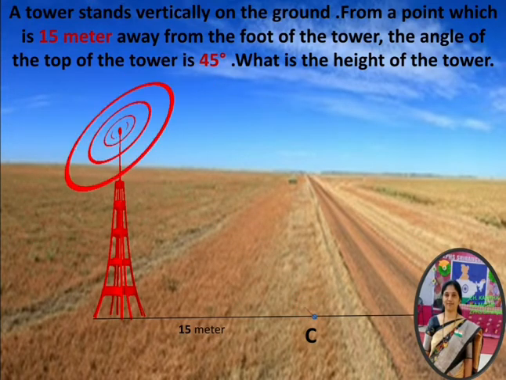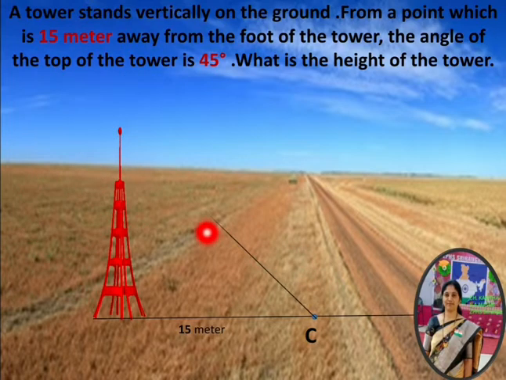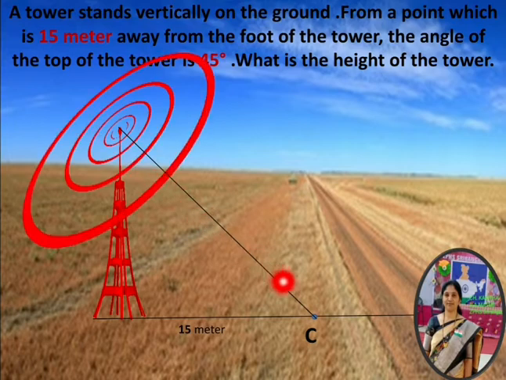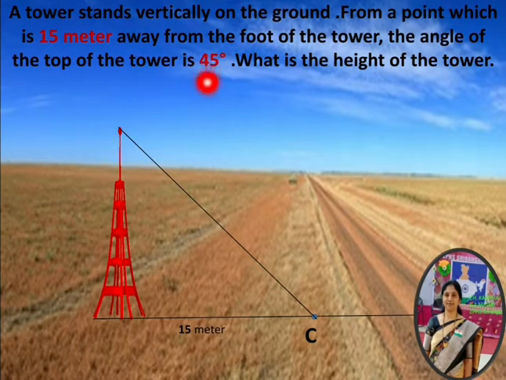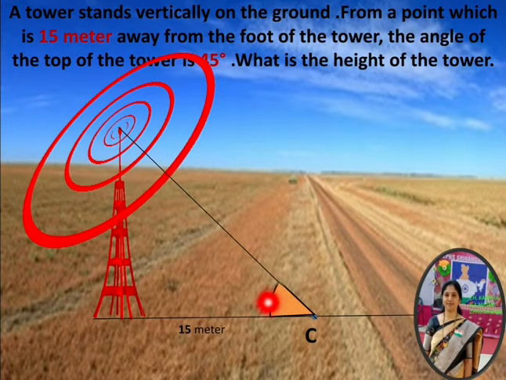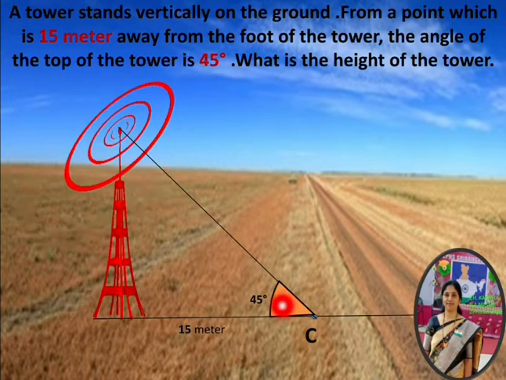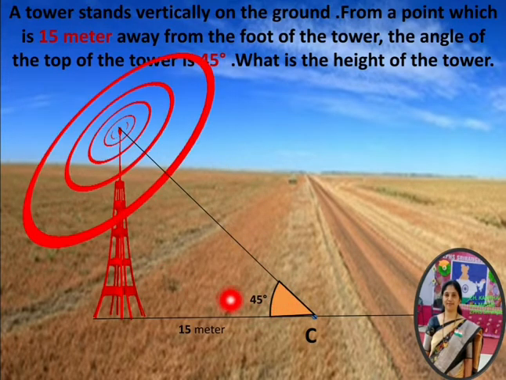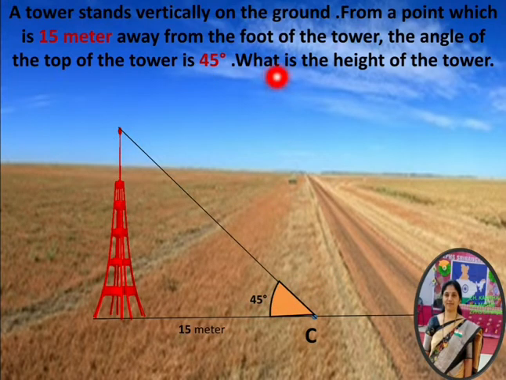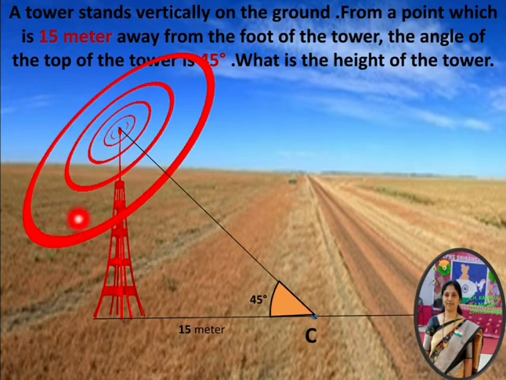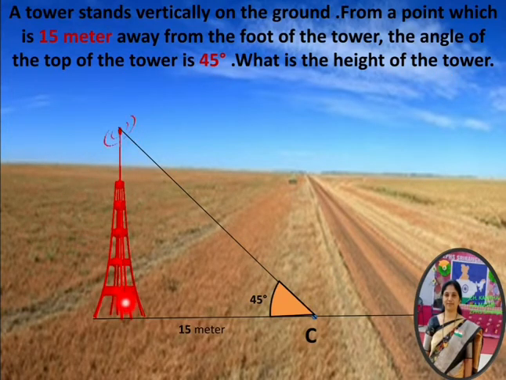We can assume the line of sight like this. Here the angle is given as 45 degrees. So clearly here we get the angle of elevation, and that angle is given as 45 degrees. So this is the concept given in the problem. And here observe what is asked: the height of the tower. Here we have to find out the height of this tower.